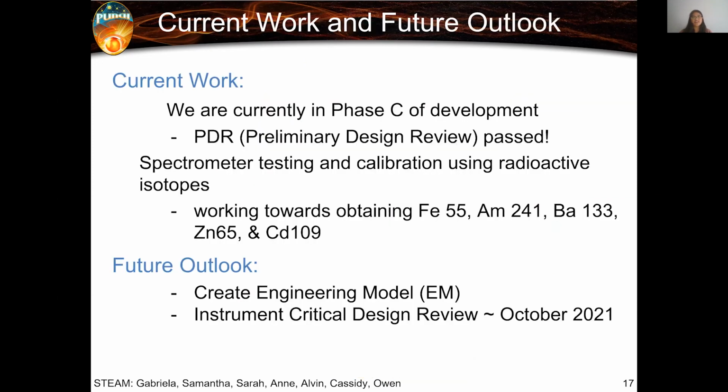Some work that we are currently doing, once again mentioned before, is the spectrometer calibration. In addition to that, we are currently in our final design and fabrication phase, having passed our PDR. Currently, we are working on developing an engineering model, with a critical design review phase in October.